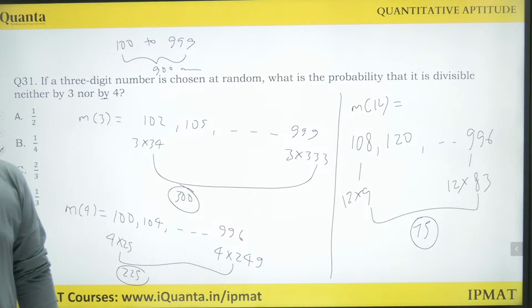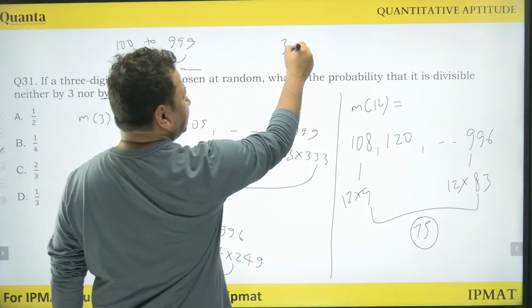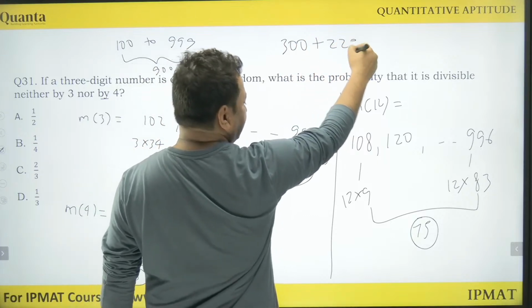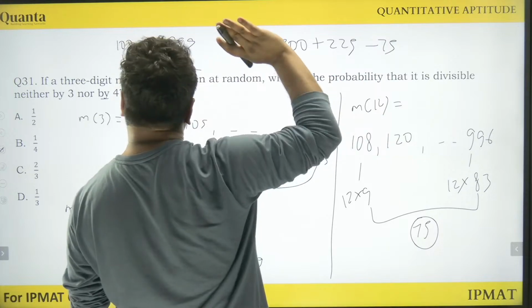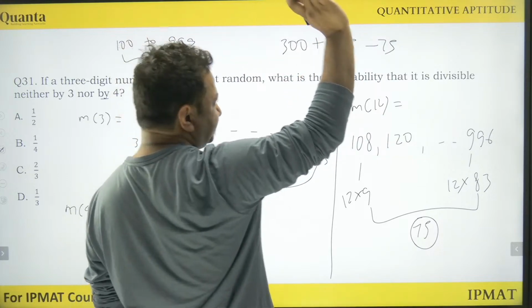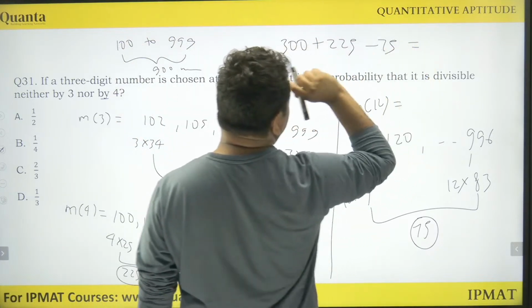Right? NDA aspirant, वही किया ना? तो 300 plus 225 minus 75 will be the multiples which are divisible by either 3 or 4. Okay? How much do we have here?